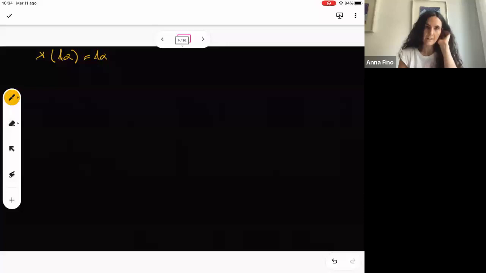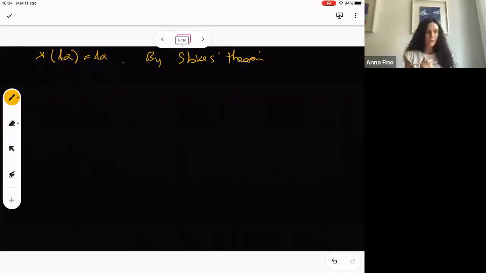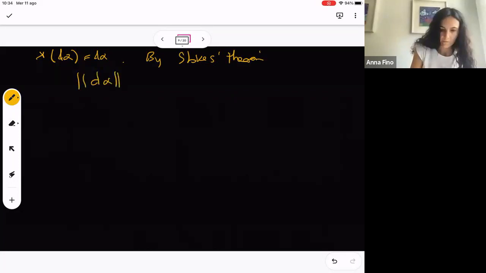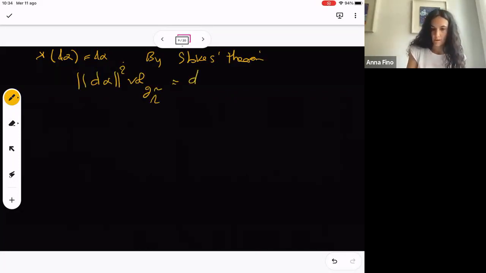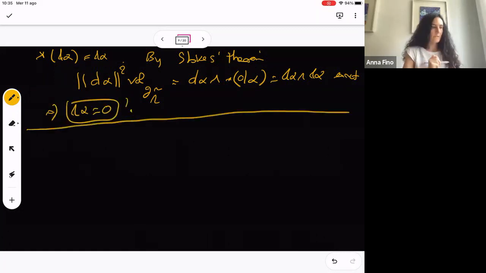Then it's an easy exercise. You just apply Stokes' theorem. If you integrate the norm square of d alpha with respect to the volume of omega tilde, this is just d alpha wedge star of d alpha, which is d alpha wedge d alpha, and this is exact. So by integrating, you get that d alpha is 0. So we have our uniqueness.